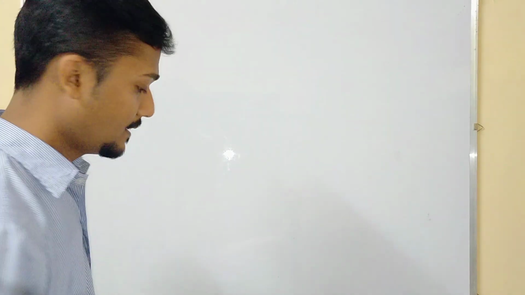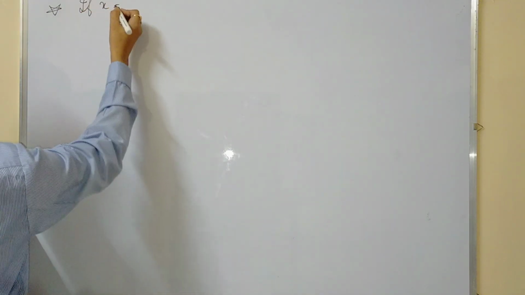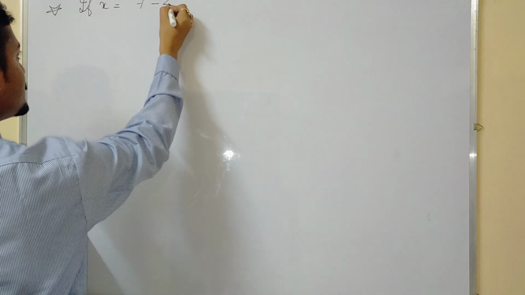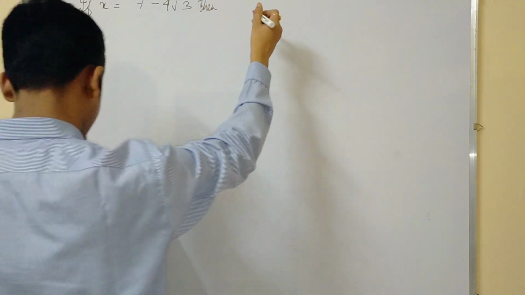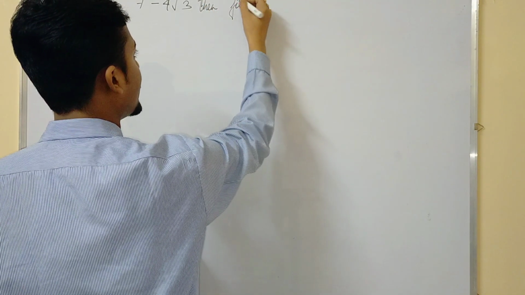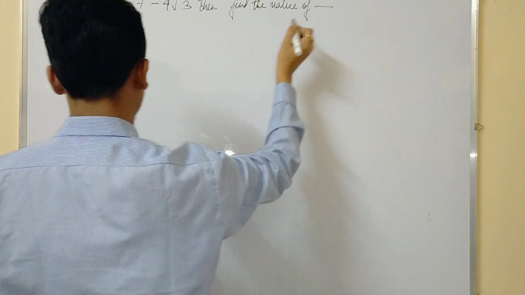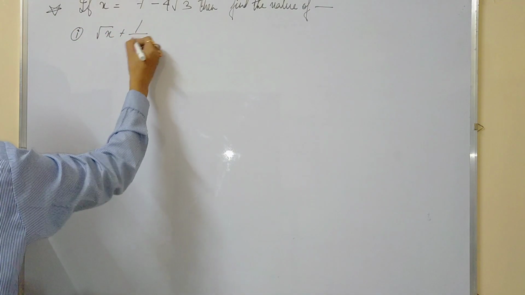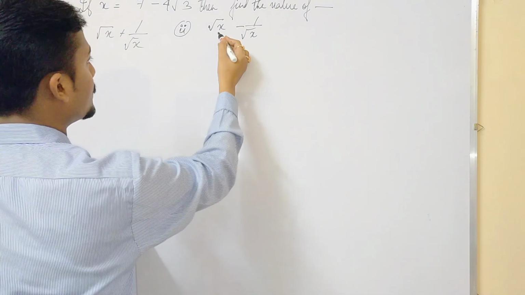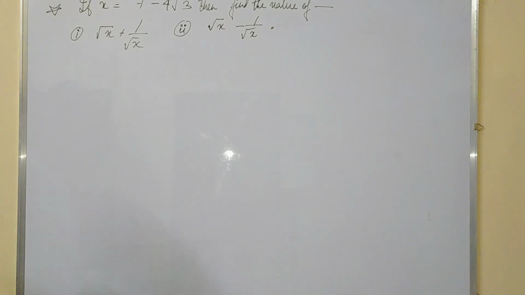Now the next particular question that we would like to try is, note it down: if x is equal to 7 minus 4 root 3, then find the value of, number 1, root over x plus 1 by root over x. Second is root over x minus 1 by root over x. So we will try to see.